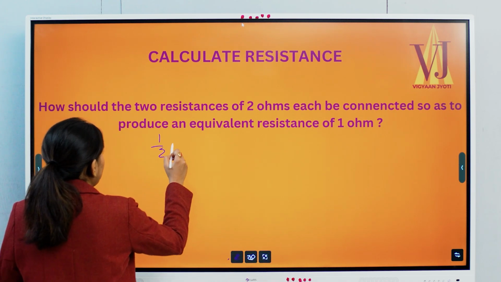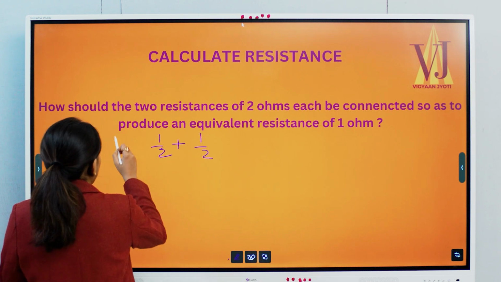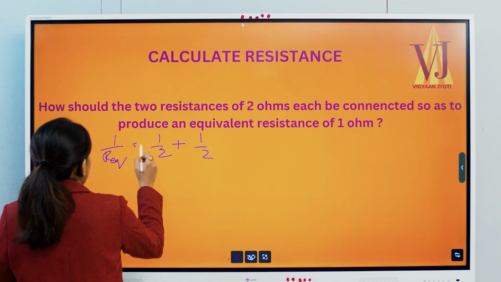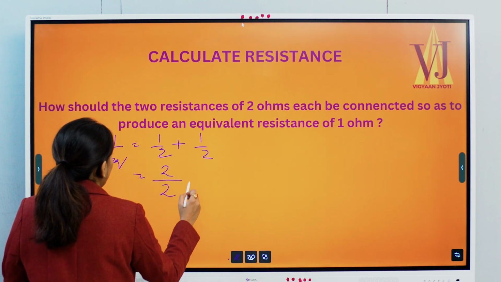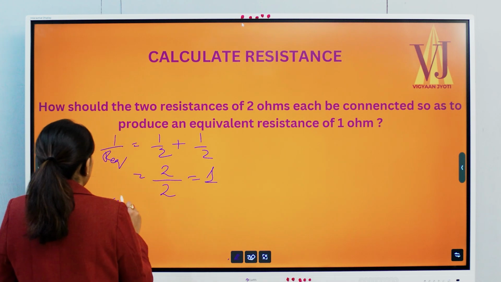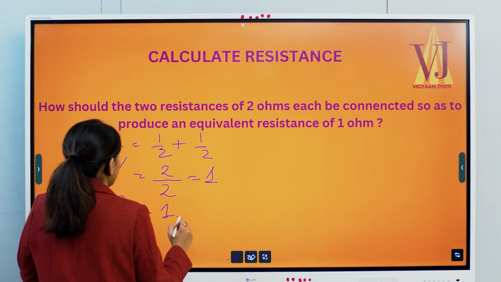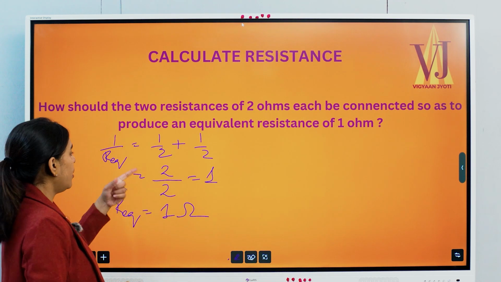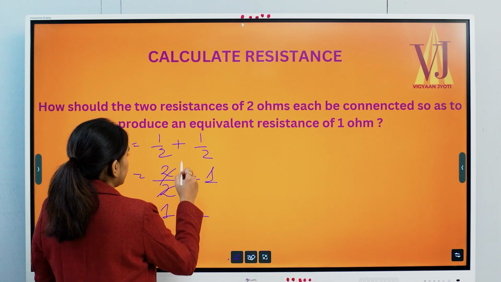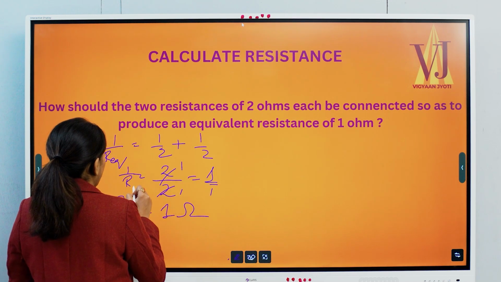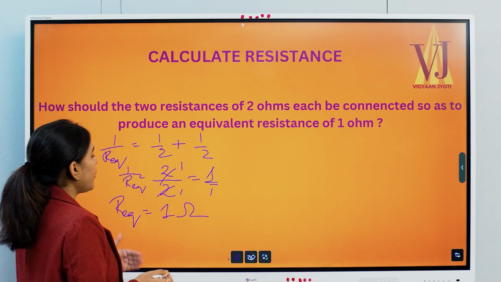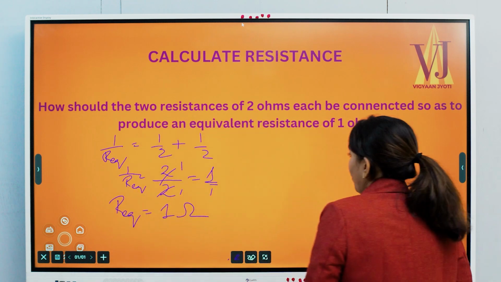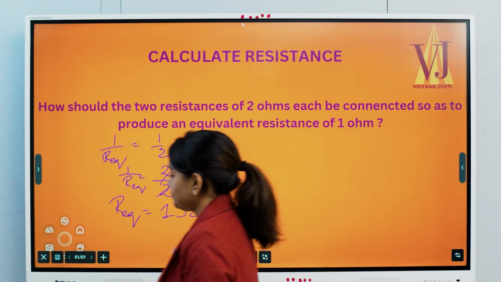So it's 1 by 2 and 1 by 2, right? And this is my equivalent resistance. So how much will it be? 2 by 2, that is 1. And that means we will just do the reciprocal. It will become 1 ohm. Clear? Obviously here it's 1 by 1, and this is also 1 by equivalent. So it will become 1. So now equivalent resistance is equal to 1. Clear? Next.